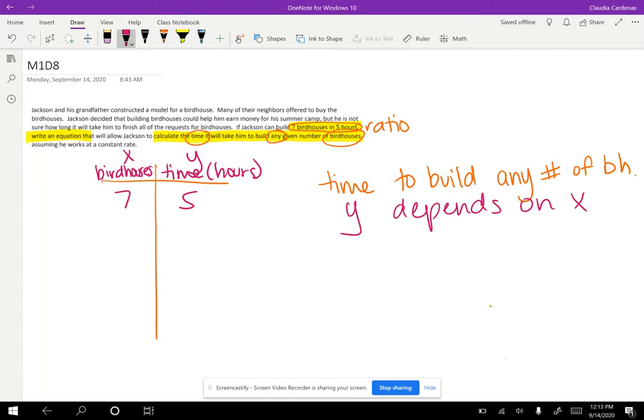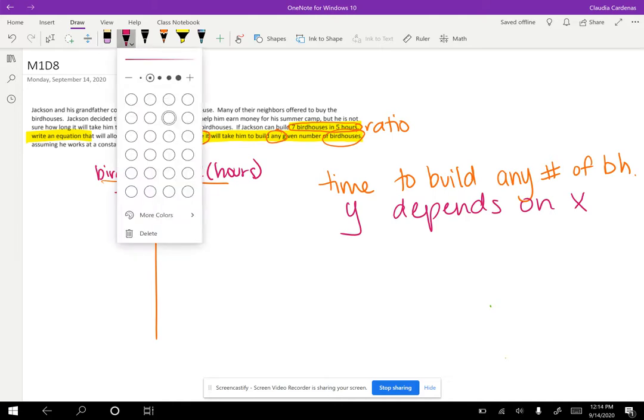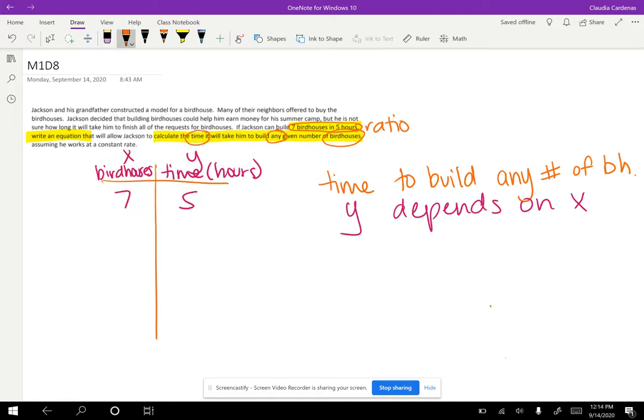So we did not say that it was the bigger number for y and the smaller number for x. In fact, this situation shows us that that is not true, but it is always going to be the dependent variable is y and the independent variable is x.